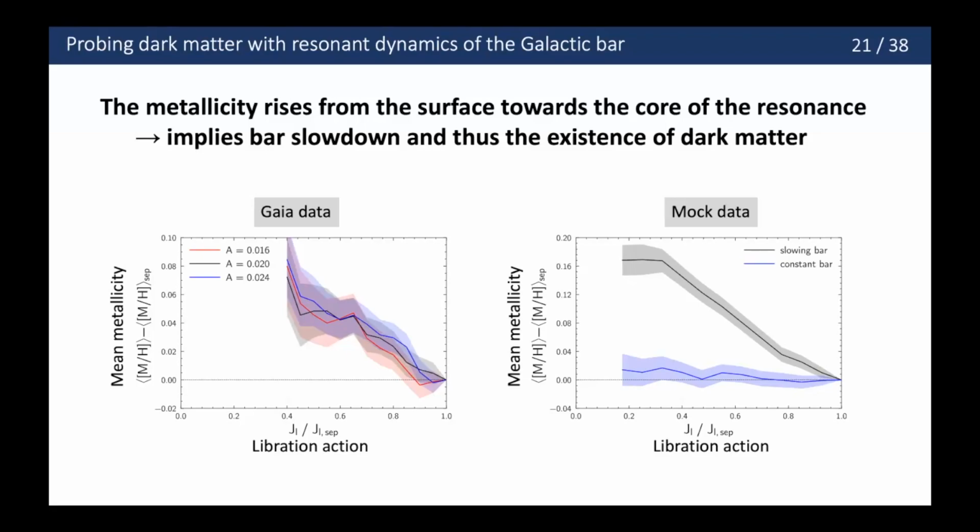And as I explained in the beginning of the talk, this slowdown of the bar is only expected if dark matter exists. So you would see a similar thing when the bar strength is just growing and it's not slowing down, right? Because that would also increase the trapped region. That would increase the trapped region, but if the resonance is not moving, it will capture stars from the upper separator and the lower separator. So the actual metallicity is going to be the average between the two. So if the metallicity has a linear gradient, then it wouldn't show any trend in metallicity.